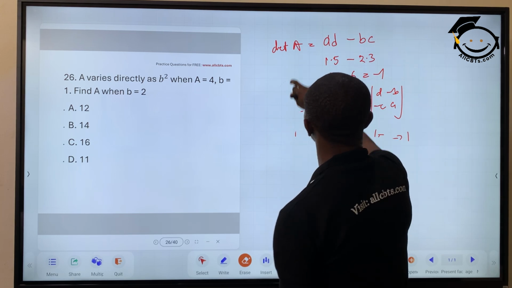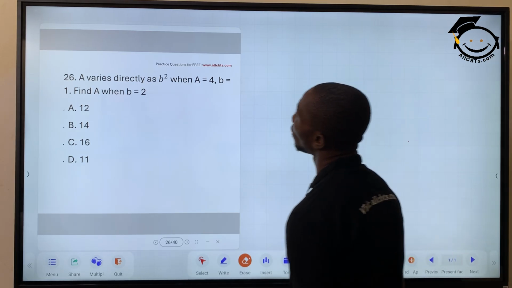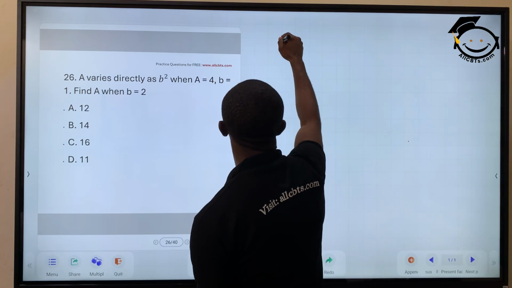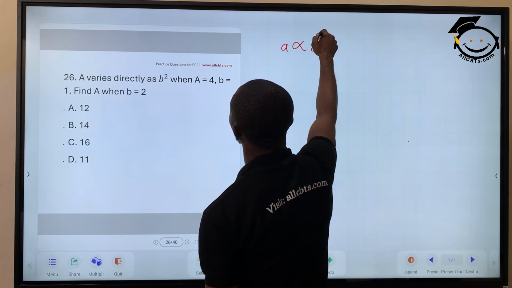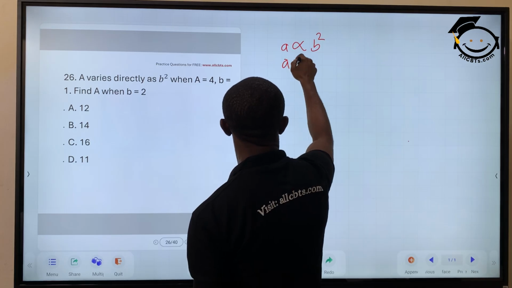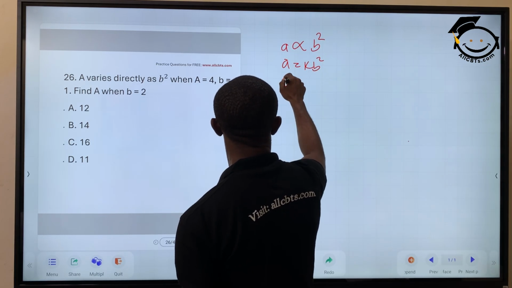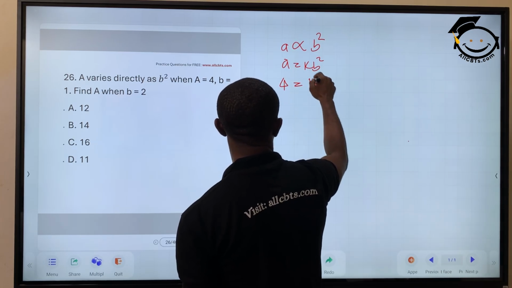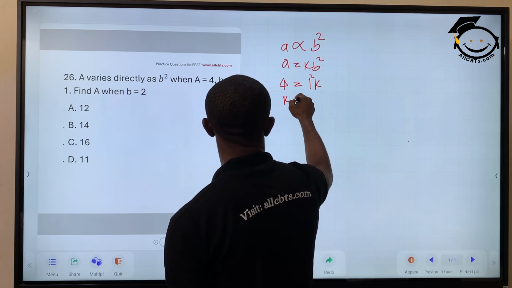A varies directly as b squared. When A is 4, B is 1. Find A when B is 2. So it says A varies directly as b squared, so A equals kb squared. When A is 4, B is 1, so this will be 1 squared k. 1 squared is 1, so k equals 4.